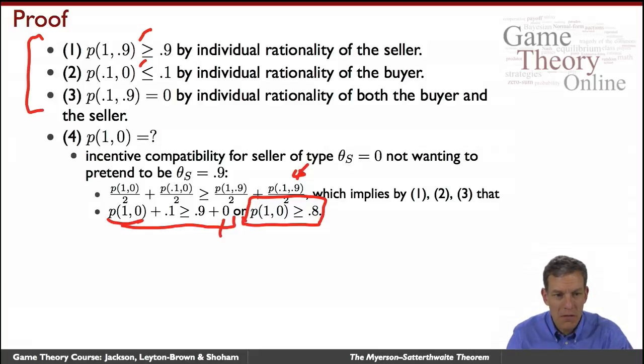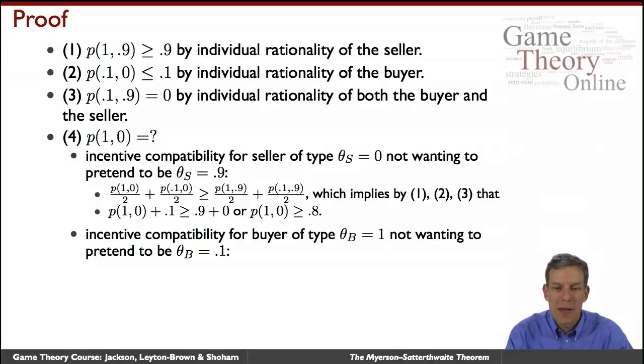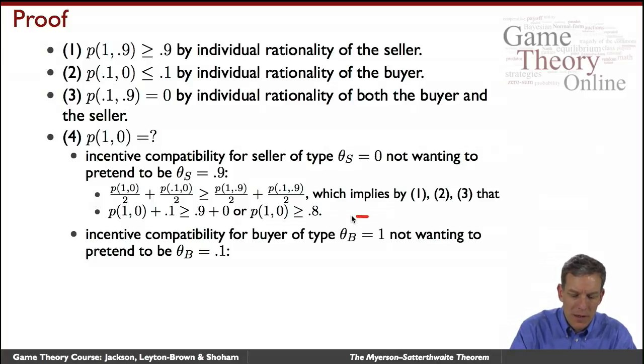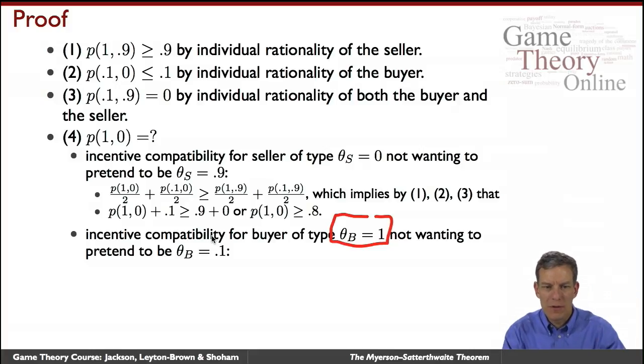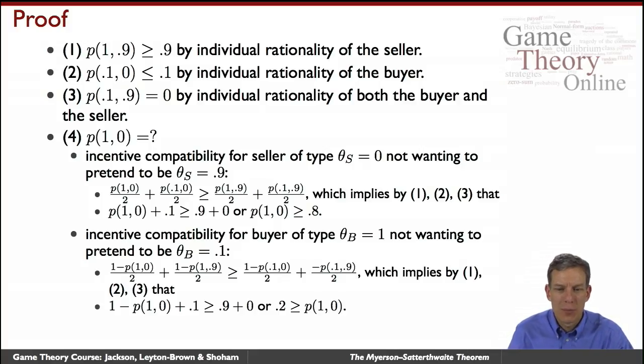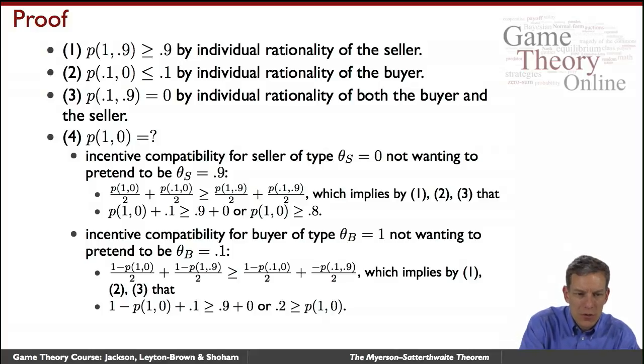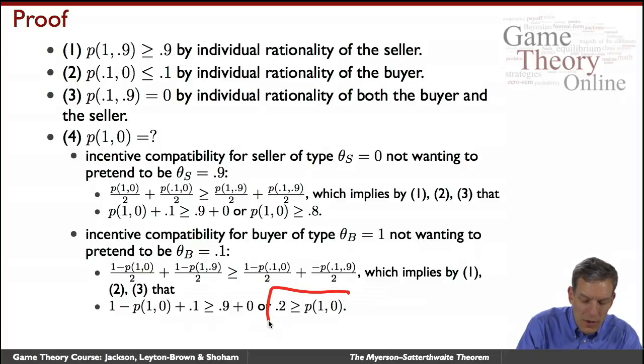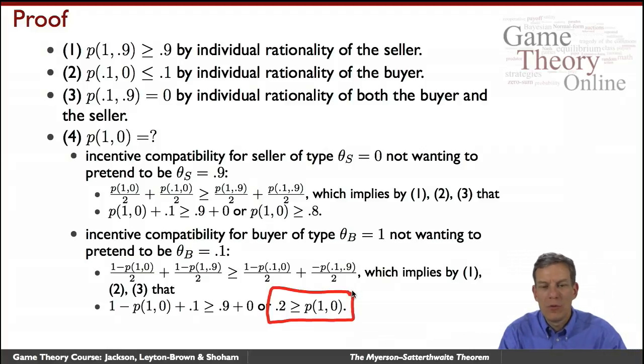Okay. Do the same incentive compatibility with the buyer being a high value, not wanting to pretend that they have a low value, not trying to drive the price down. And basically this is going to be a reverse kind of calculation of the same thing. And given all the symmetry here, it's not going to be surprising. You can work through the details, do exactly the same kind of calculation, and what do you end up with? 1, 2, and 3 now are going to imply that this price has a cap of 0.2.